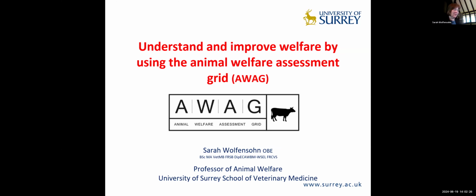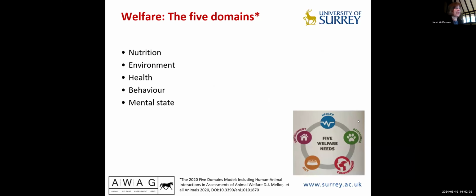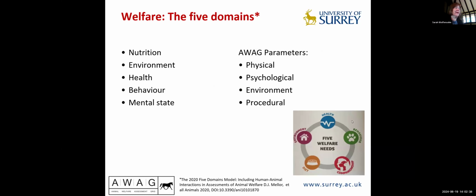So thank you very much for letting me come to talk to you about, I hope, understanding and improving welfare by using the Animal Welfare Assessment Grid. So welfare, as we talked about, the 5 domains, the Animal Welfare Assessment Grid has 4 parameters which reflect those 5 domains. So the physical parameter looks at nutrition and health, psychological, behavioral and mental state, the environment is there, and procedural looks at the impact of anything we do to an animal, whether it's a management procedure, a veterinary procedure, transport, anything like that, which of course can impact on all of the 5 domains.